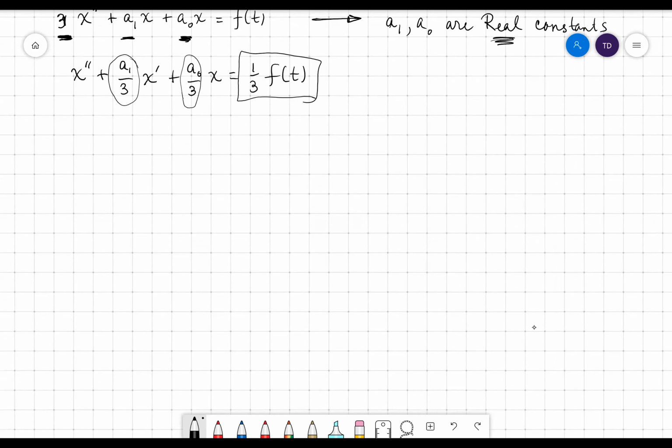Now, this is what we know. Those of you who have taken this in differential equations recognize this already. Those of you who haven't just have to believe me. The solution to this equation is the following. The solution has two parts.